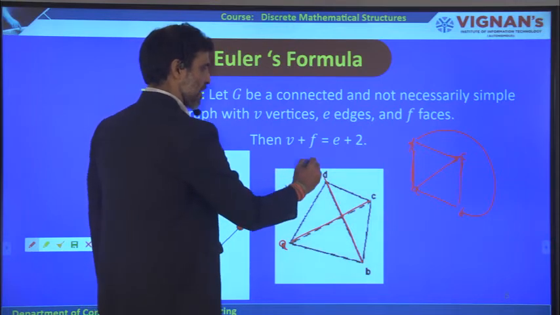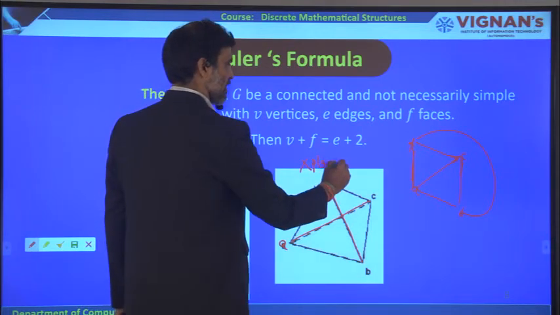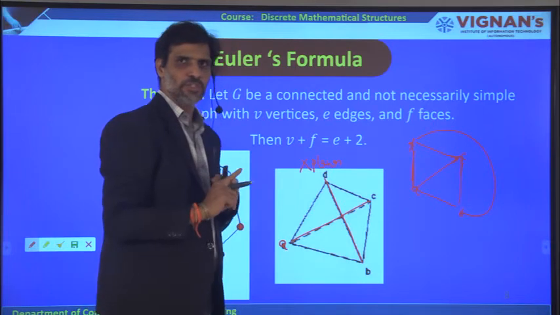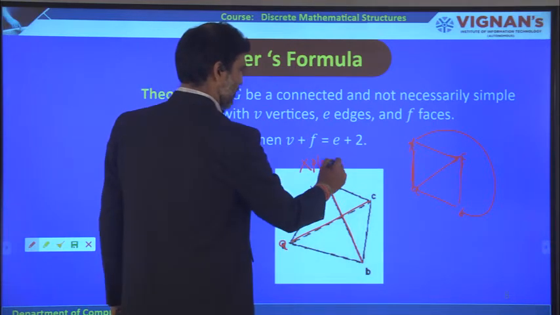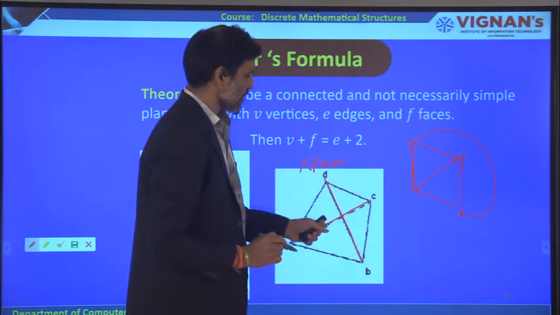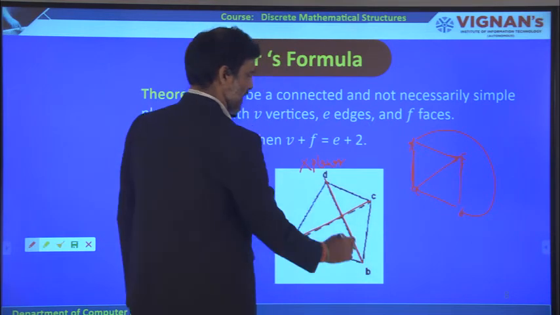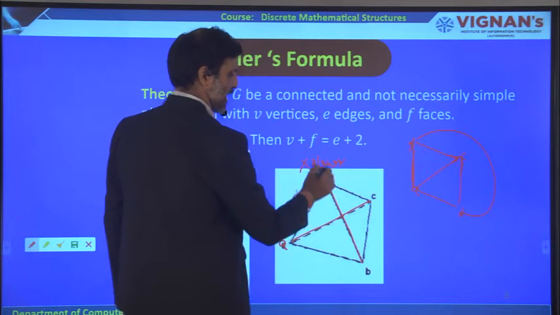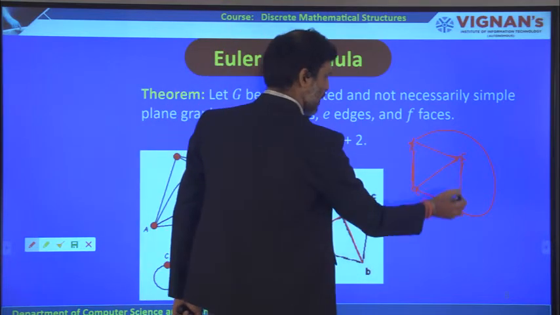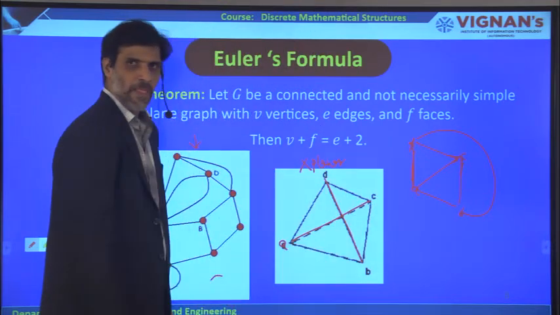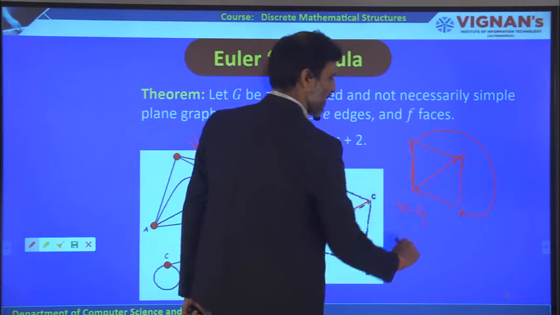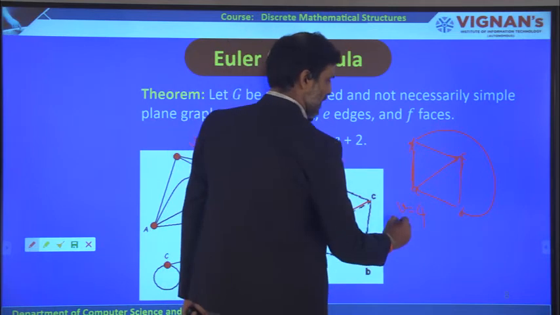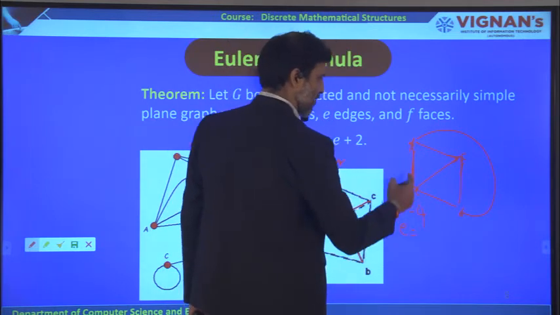But this is not a planar graph. So remember that in a planar graph the edges should not cross each other. If edges are crossing each other, it is not a planar graph. So to convert it into a planar graph, instead of drawing the edge like that, I am going to take the edge in this way. Now it becomes a planar graph. Now you need to check the number of vertices: again the same 4 vertices are given here. And what is the number of edges? Total number of edges are how many?